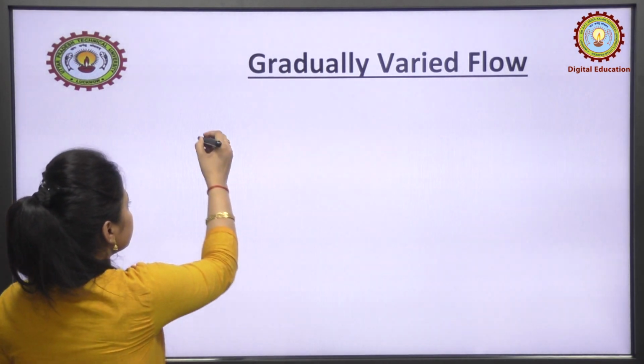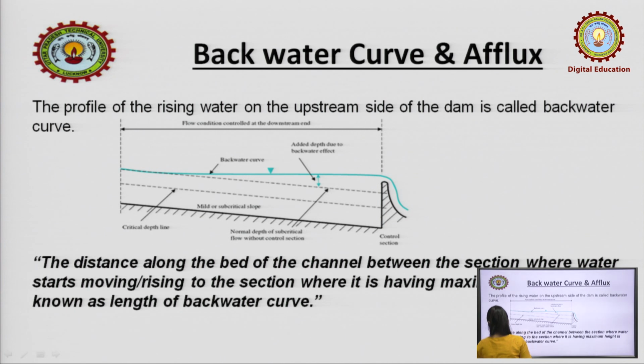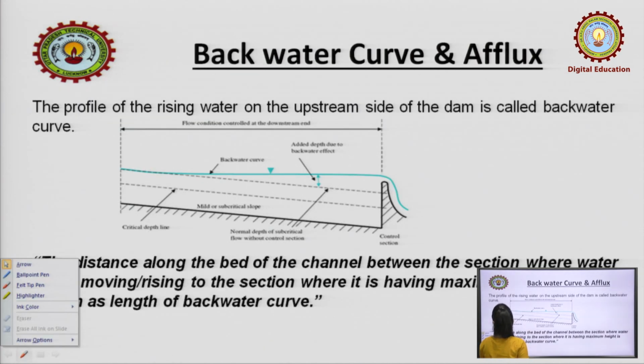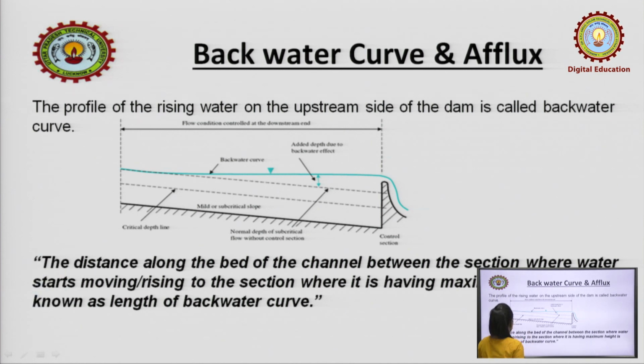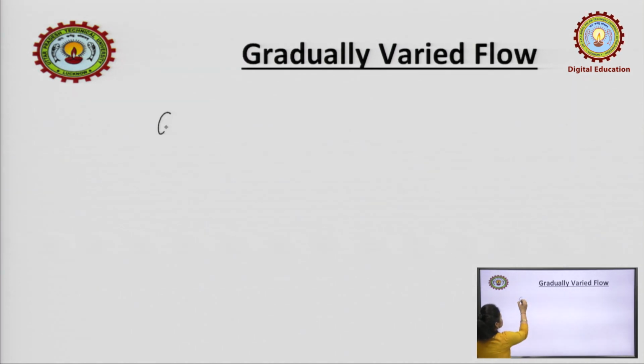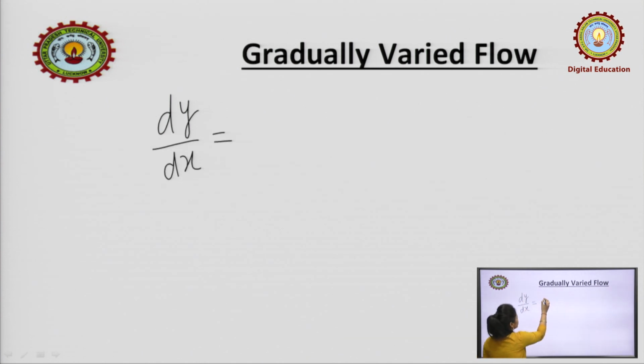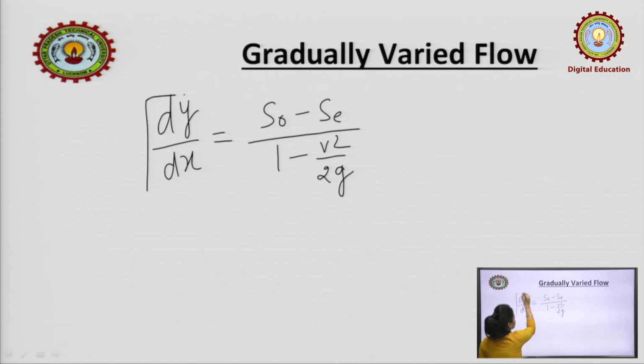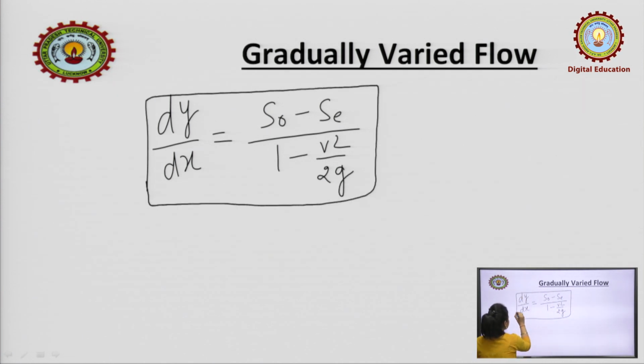Moving towards gradually varied flows, basic assumptions and all. As we have studied in the previous lecture, the dynamic equation of gradually varied flow, change in depth with respect to the distance x, was termed as SB minus SE upon 1 minus V square upon 2G. In our previous lecture, we derived this dynamic equation with its assumptions.